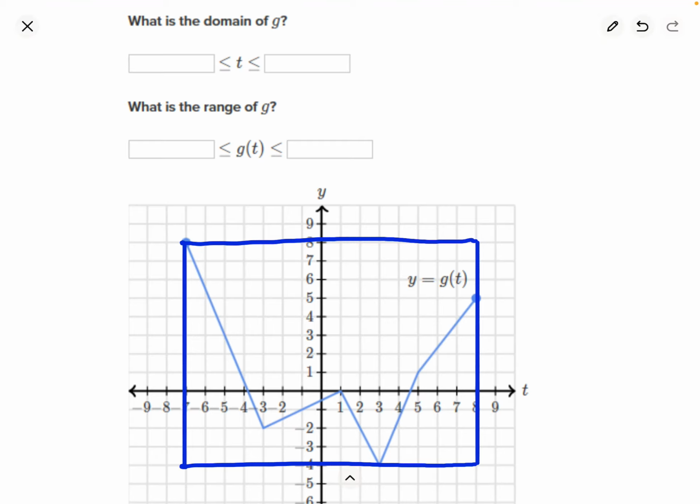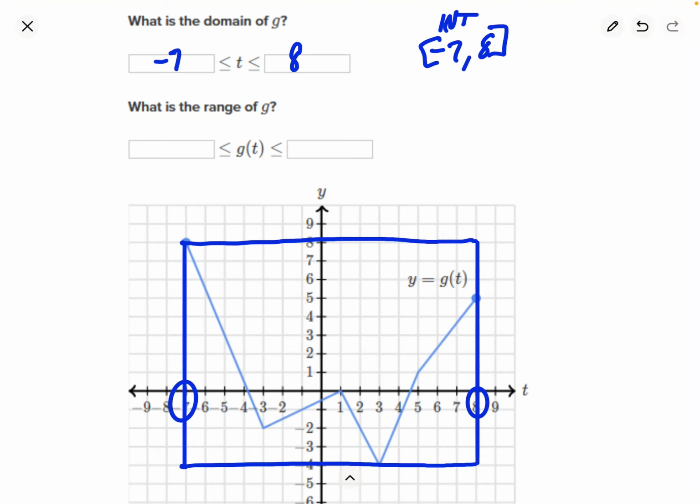Now that we've enclosed it in a rectangle, all we have to do is read the x's and y's to get the domain and range. So the x values for this would be a -7. It goes all the way over to a +8. So that's our domain, a -7 to a +8. And our interval notation would be a -7 bracket to a +8 bracket.